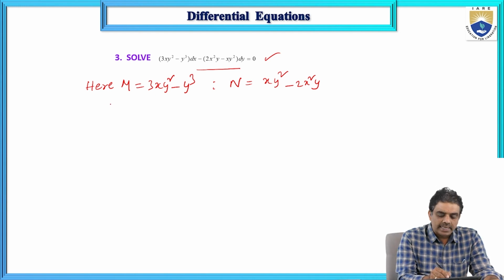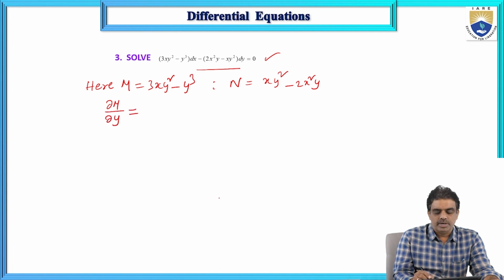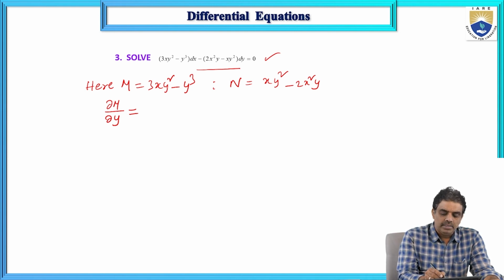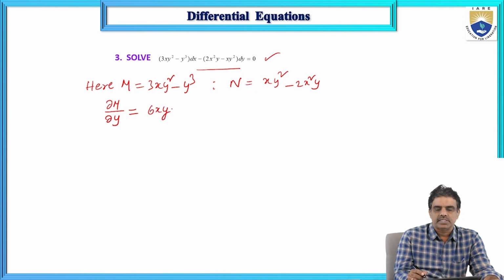Now we check the condition of exactness, dou m by dou y. What is dou m by dou y? Differentiating partially with respect to y, the derivative of y square is 2y and 3x is constant, so the first term is 6xy, minus y cube, that is 3y square.